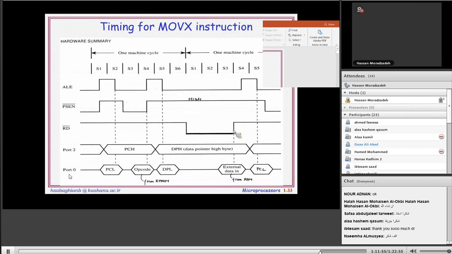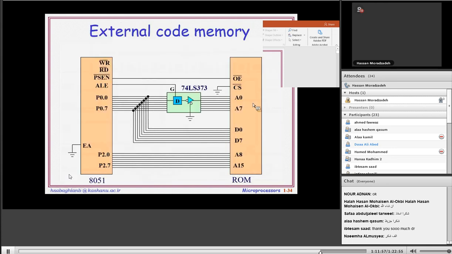For handshaking with the RAM, we use this pin, program store enable. Program store enable bar is connected to output enable bar. This is chip select. Chip select bar is connected to ground, and here is the lower byte of the address bus, A0 to A7. Here is the higher order A8 to A15, connected to P2.